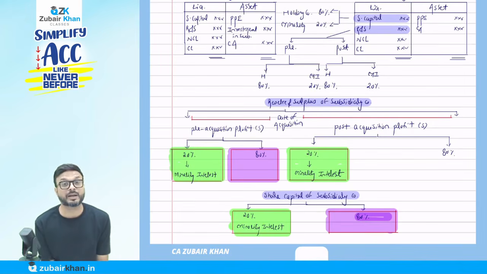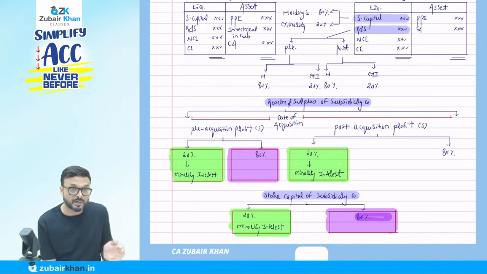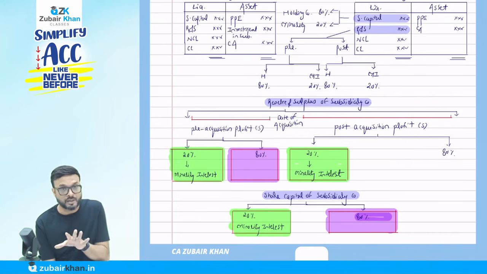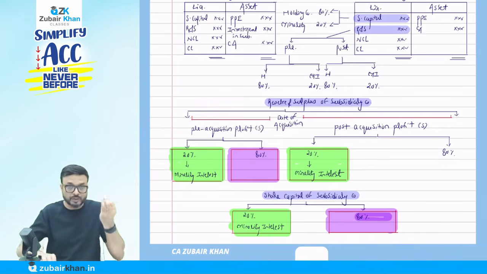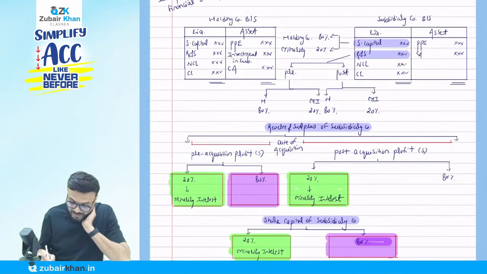So in return, what we are getting? Post-acquisition profit did not exist on the date of acquisition, because that is the profit made by the subsidiary company after we hold control over them. The pre-acquisition profit is the profit made by the subsidiary company till the date of acquisition. One more thing I'm highlighting here is that it is not going to appear in the consolidated balance sheet.